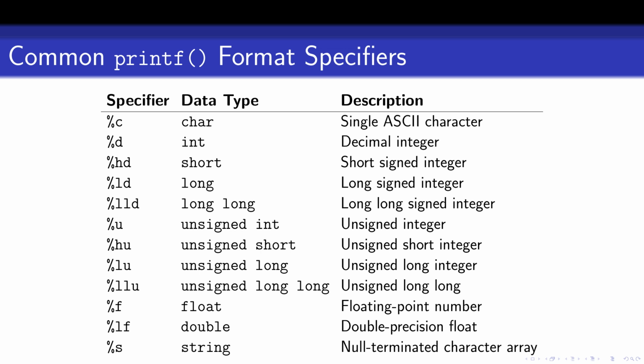Unsigned versions of these types also have their own specifiers, like %u for unsigned int, %lu for unsigned long, and so on. For floating point numbers, use %f for float and %lf for double. If you're printing strings, use %s, which prints characters up to the null terminator. Finally, if you ever want to print an actual % sign, use %%. Matching the right specifier with the right variable type is critical. Otherwise, you'll get incorrect output or strange behavior. This table of format specifiers will be something you refer back to often, especially as your programs start handling more diverse data.